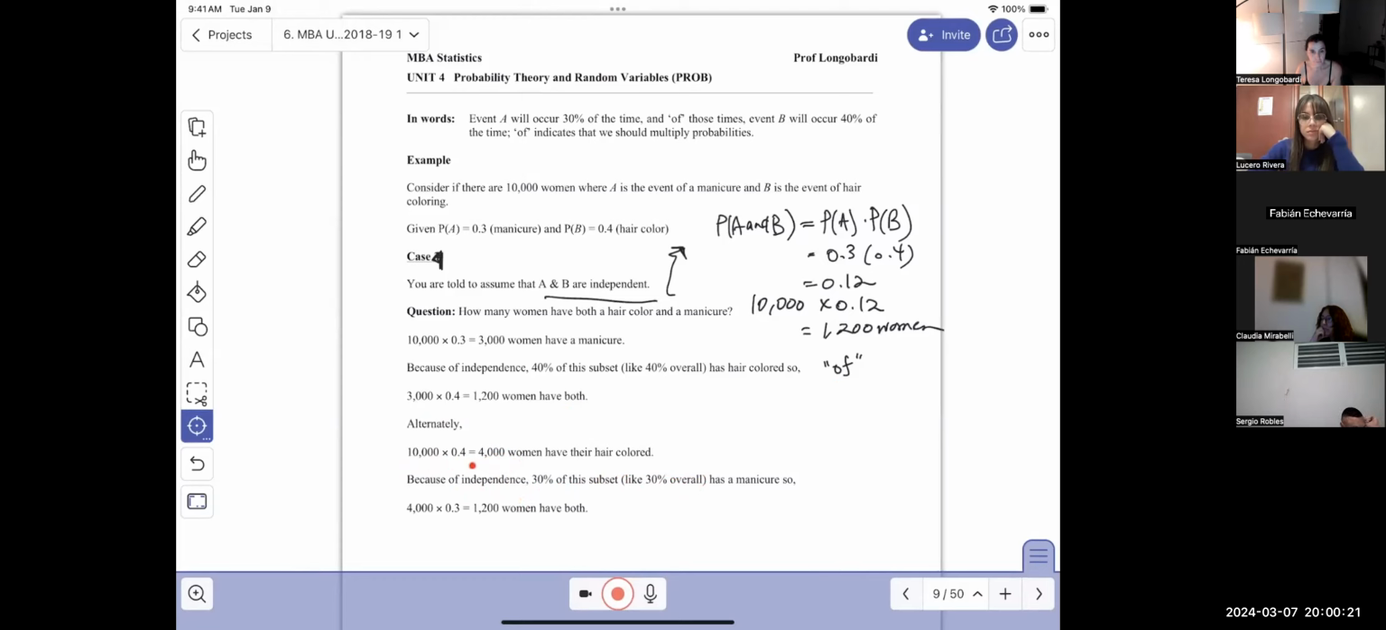4,000 times 30% is 1,200. So we get 1,200 women who have both. Now, is that normal? Is it expected that a woman's chance of getting a manicure and hair color are independent?